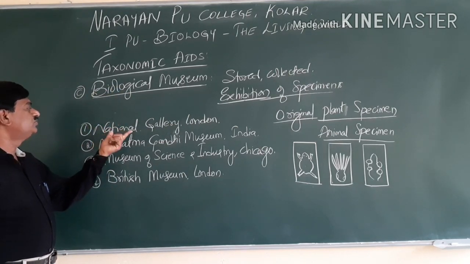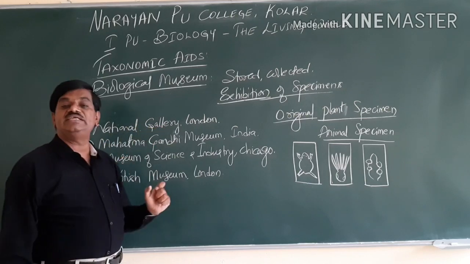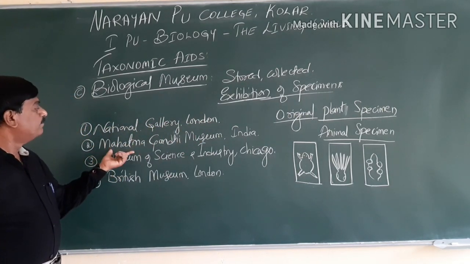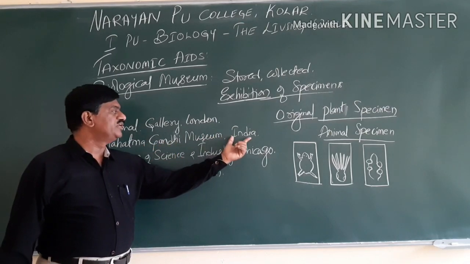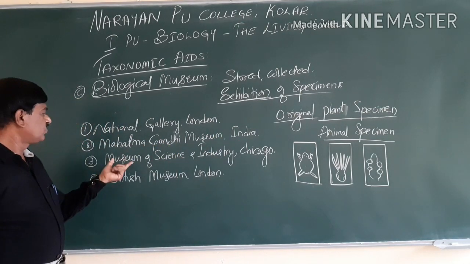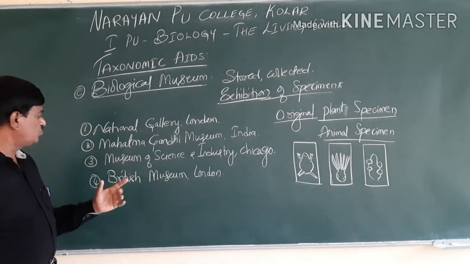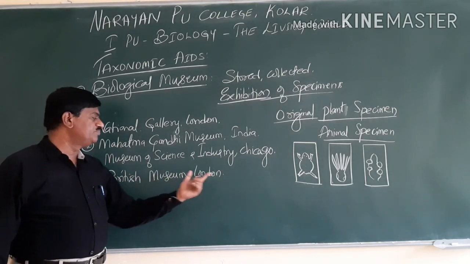First one is called National Gallery. National Gallery, this is present in London. Mahatma Gandhi National Museum, this is in India. Museum of Science and Industry, this is in Chicago, and the British Museum, London.